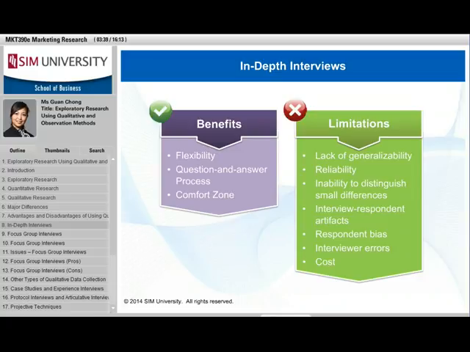In-depth interviews have all the limitations of other qualitative methods, including lacking generalizability, reliability, and the ability to distinguish small differences. Inaccurate findings may be caused by introduction of interviewer-respondent artifact, respondent bias, or interviewer errors. Other factors that limit the use of the approach are the costs and extensive length of time.